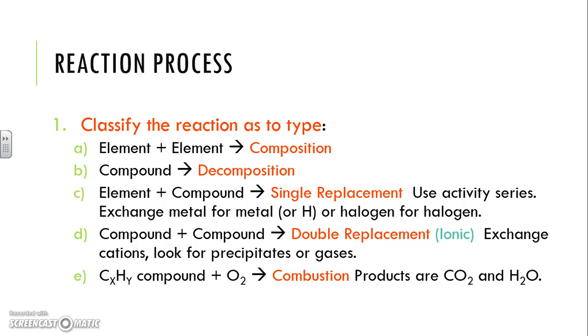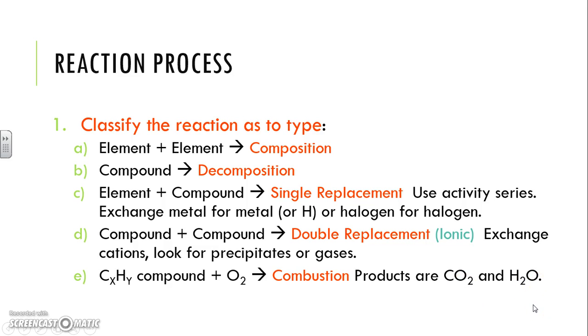Overall, we need to be able to classify reactions as to what type they are. So if you're looking at something that's two elements reacting, it's probably a composition. If it's a compound breaking into pieces, it's a decomposition. If you have one element and one compound reacting, it's probably single replacement. If you have two compounds reacting, it's probably a double replacement, and you're looking for cations being flip-flopped and precipitates or gases forming. And finally, we have the combustion reaction, which would have a carbon-hydrogen compound plus some oxygen, leading to carbon dioxide and water.